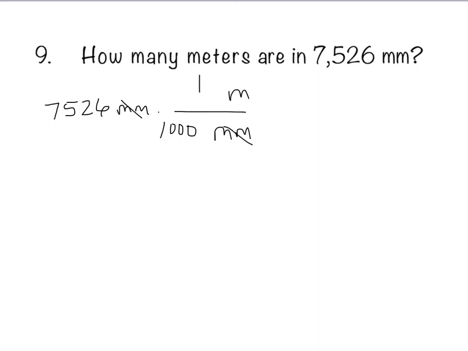This is going to enable me to cancel millimeters, and be left with the unit meters. So if I take 7,526 and divide by 1,000, I get 7.526 meters.